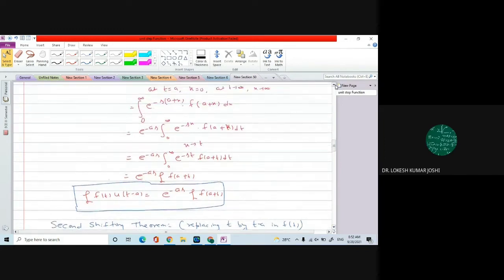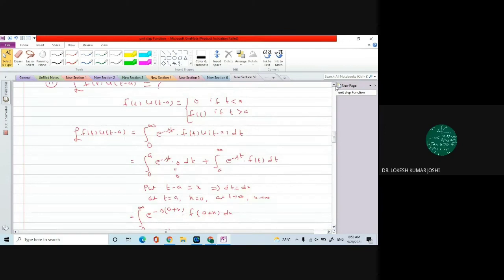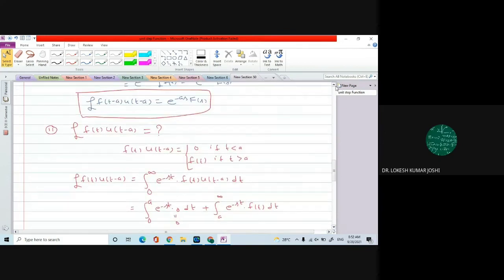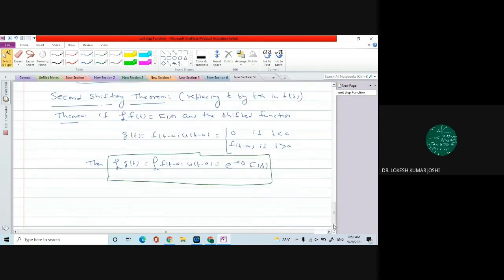This is the proof. Whenever we have a function of type f(t minus a) u(t minus a), in that case the transform is e to the power minus as into F(s), and this particular statement is known as second shifting, or shifting of f(t) by t minus a. Or we can say shifting our f(t) by a units to the right side of t.